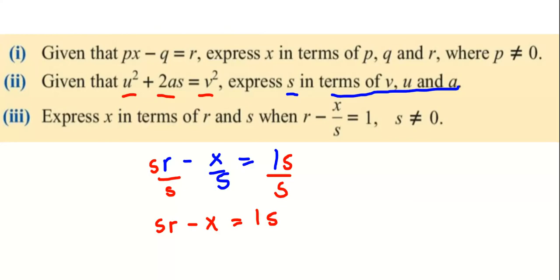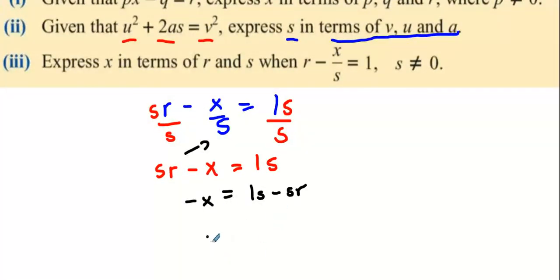We're looking to get x on its own. So move the sr over the other side, we get minus x equals 1s, take away sr. Multiply both sides by minus, and we get x equals minus 1s plus sr, and that's us done.